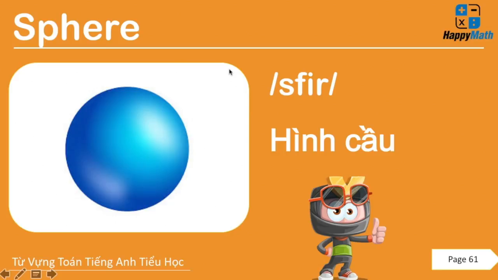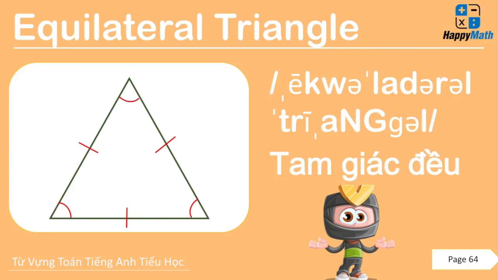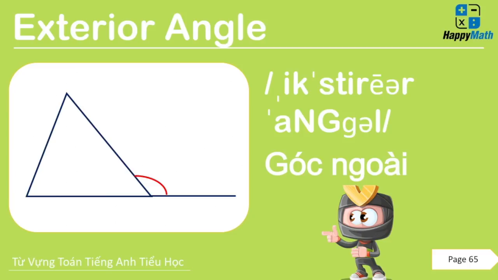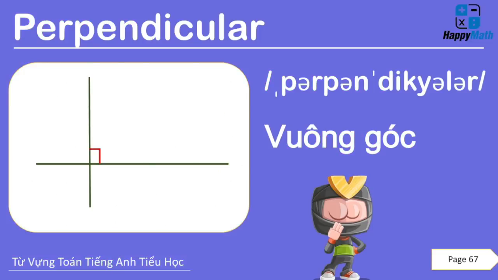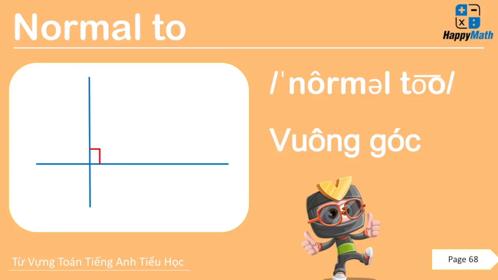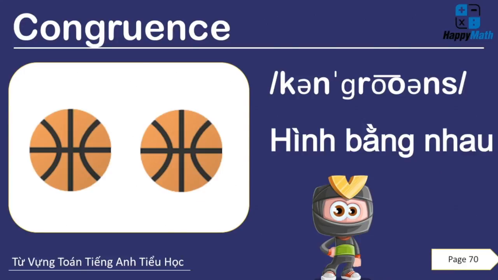Sphere, like the earth. Cone. Equilateral triangle. The triangle has three equal sides. Exterior angles. Parallel. Perpendicular. You make a right angle between two lines. Normal is another way of saying perpendicular. Similarity. Congruent.